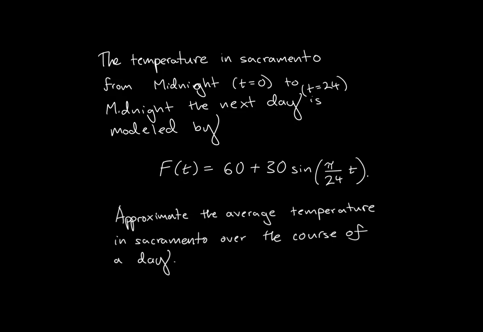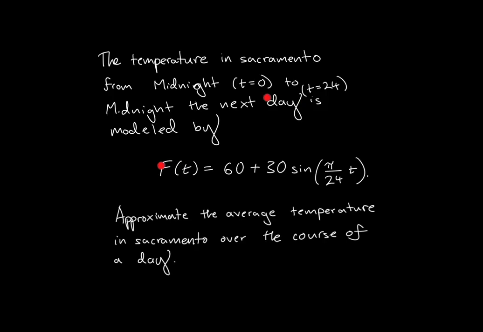Say we know that the temperature in Sacramento from midnight, t equals 0, to t equals 24, midnight the next day, is modeled by this function right here. Okay, apparently it's in Fahrenheit, or at least that's implicit. Approximate the average temperature in Sacramento over the course of a day.